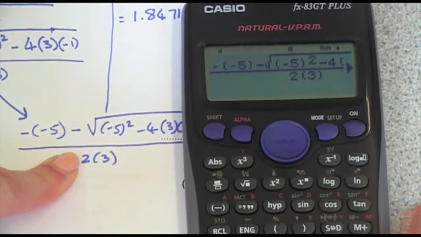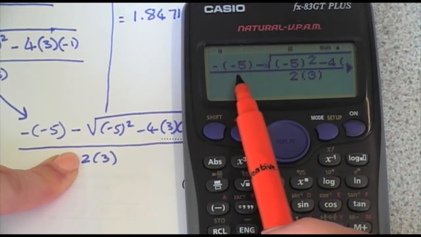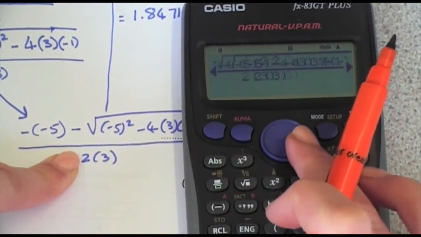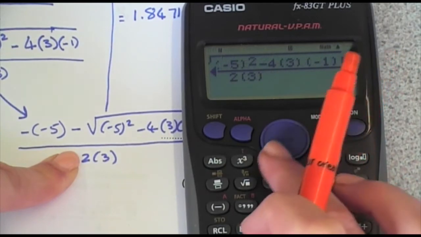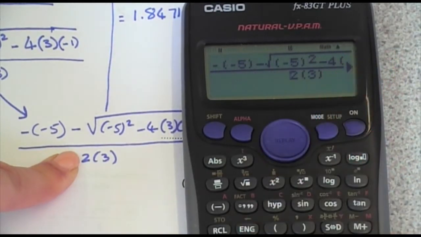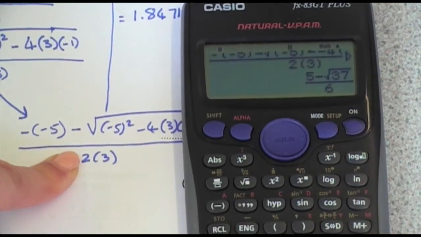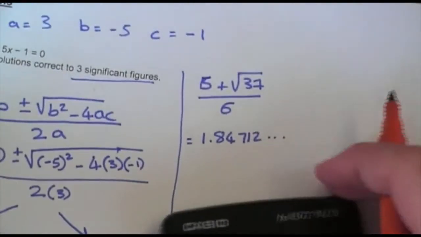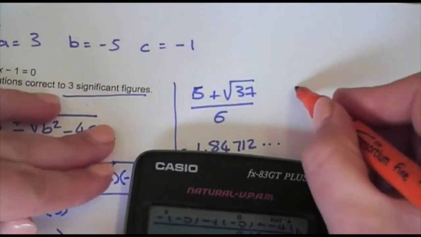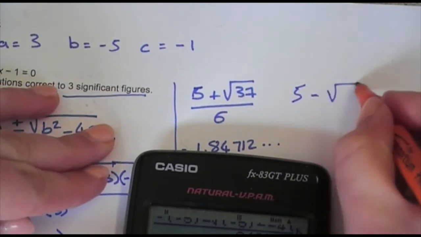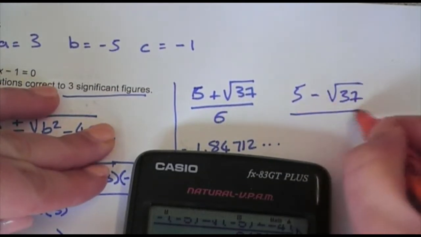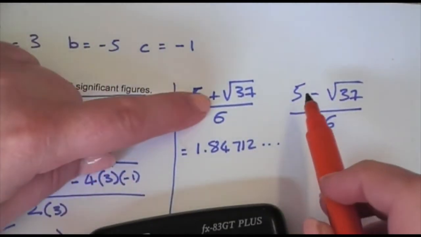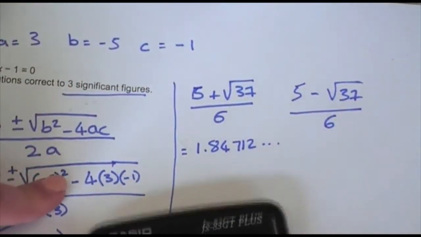in there. So now I've got -5, take away the square root of -5 squared minus 4, 3, minus 1 over 2 lots of 3. And I'm just going to press equal. And that's given me, in surd form, 5 minus root 37 over 6. And you can see these are exactly the same. The only difference is one's positive, one's negative.